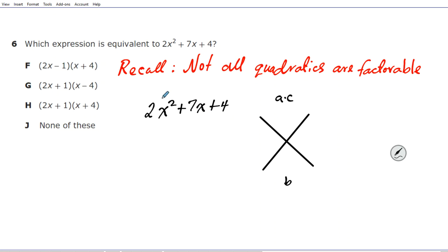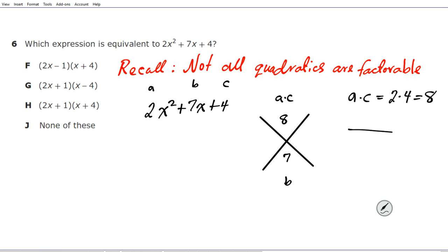For this quadratic trinomial, A is 2, B is 7, C is 4. It follows that A times C is 2 times 4, which is equal to 8. So we'll place 8 up here, and we know that B is 7. Now we're going to find two numbers that have a product of 8 and a sum of 7.